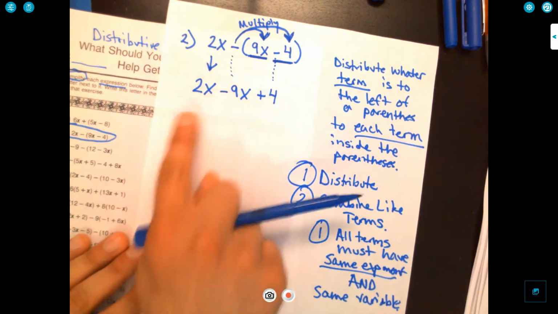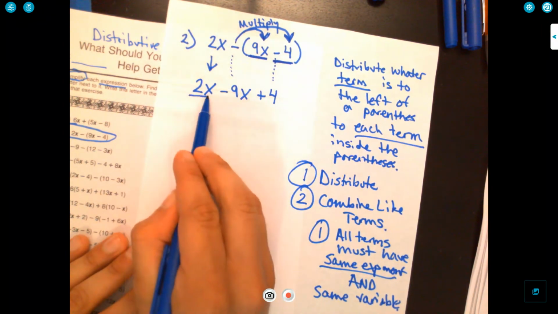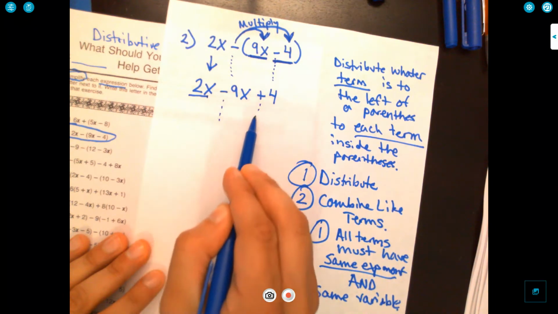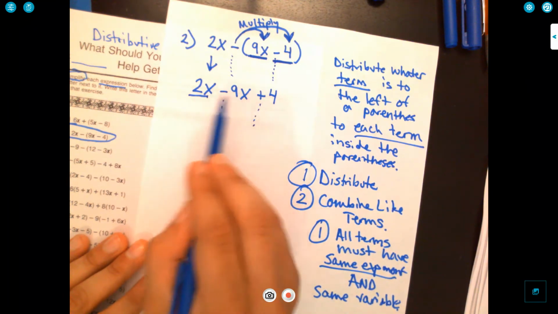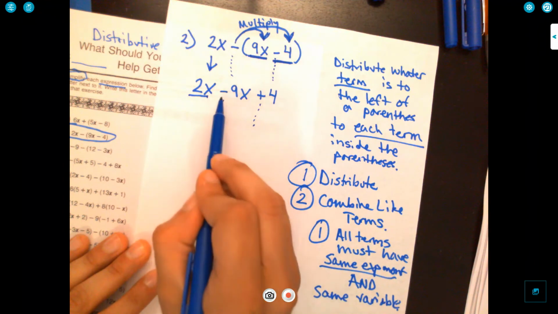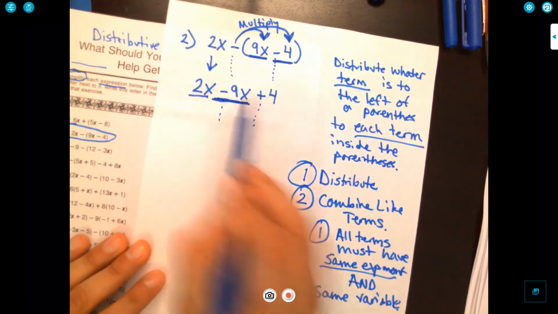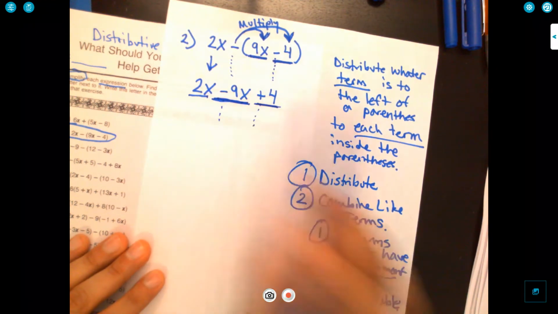All right, so now we need to identify how many terms we have. We have 2x. Separate by negative and positive signs. Remember, a term is separated by negative and positive signs, so that means negative 9x, including the sign, is its own term, and positive 4 is its own term.